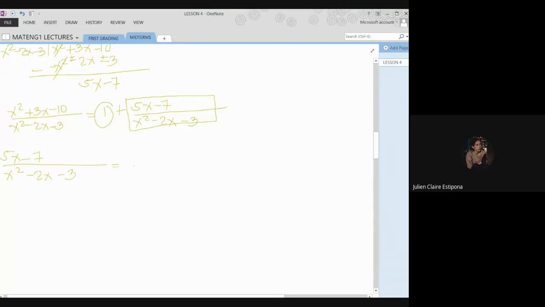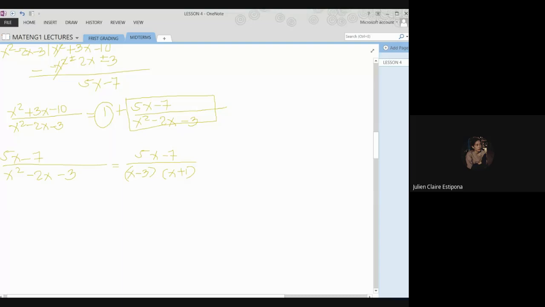So if we are going to rewrite that one, now what is the factor for x squared minus 2x minus 3, class? What is the factor for that? Hello? It is x minus 3 times x plus 1. Yes, that's correct. Thank you for answering. So that is x minus 3 multiplied by x plus 1. Okay, so that is equal also to 5x minus 7.